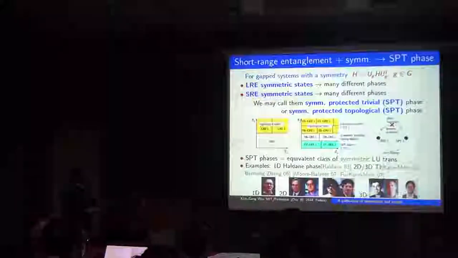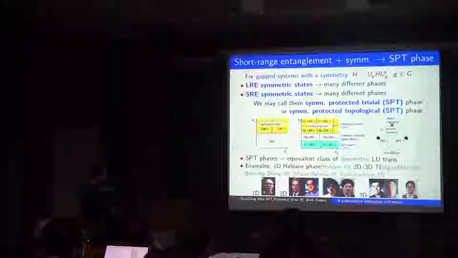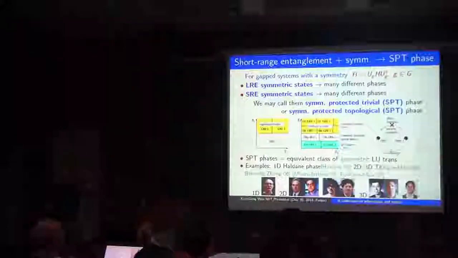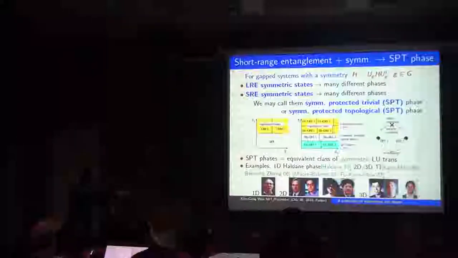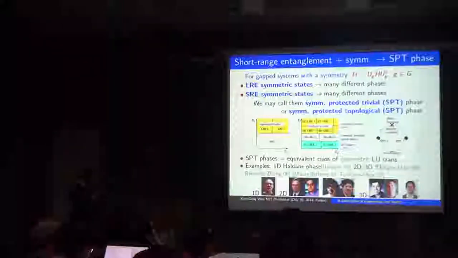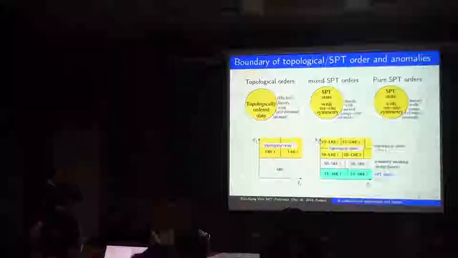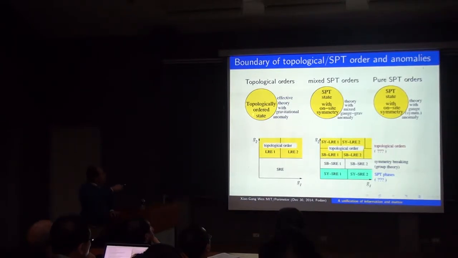These SPT states have some famous examples, which are the 1 plus 1 dimensional Haldane phase and the 2-dimensional and 3-dimensional topological insulators. They are examples of these short-range entangled SPT states.